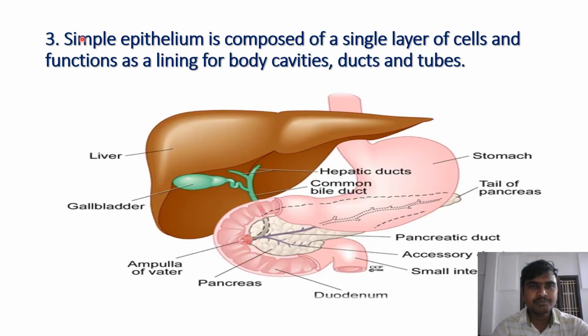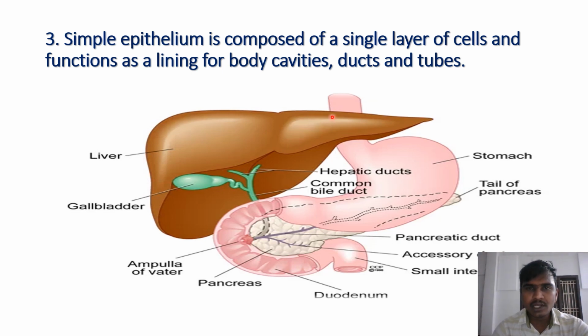Third point: simple epithelium is composed of a single layer of cells and functions as a lining for body cavities, ducts and tubes. In our human body, different cavities, ducts and tubes are there. For example, ducts. This is the stomach, this is the liver, this is the gallbladder. This is the small intestine. We already know about that. The small intestine is divided into three parts: the duodenum, jejunum, and ileum.